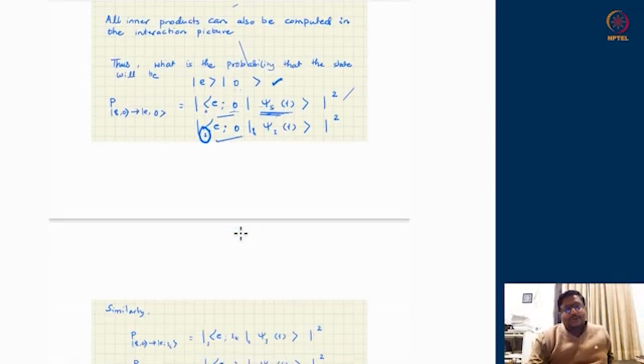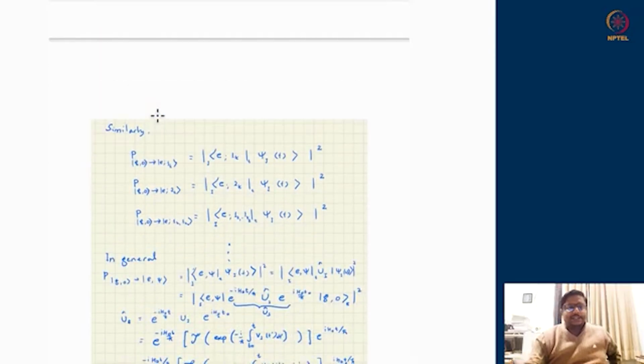Okay, so that mod square will give me the probability of getting the state E0 if I started from G0. G0 is the ground state for the atom and vacuum for the field, and this computation would tell me the likelihood that the atom becomes excited while the field remains in the vacuum.